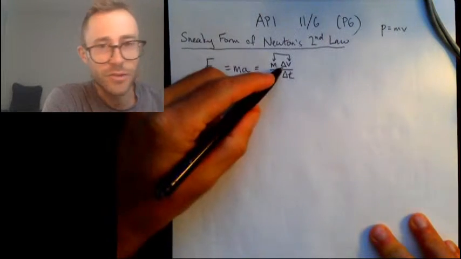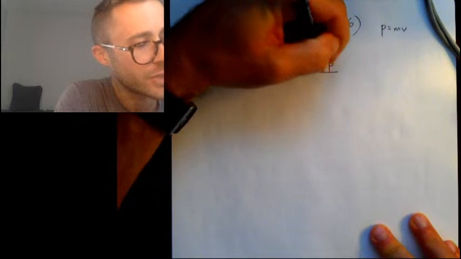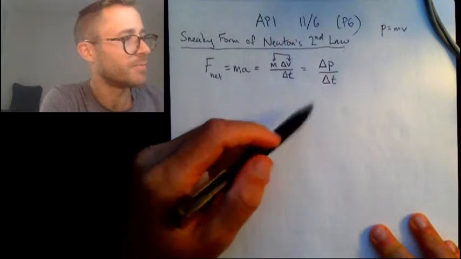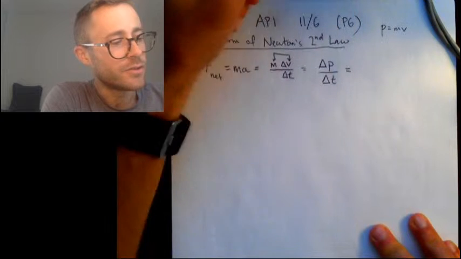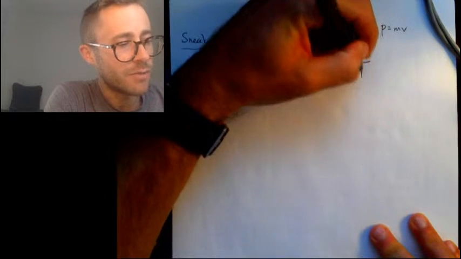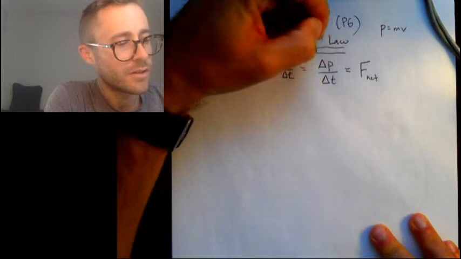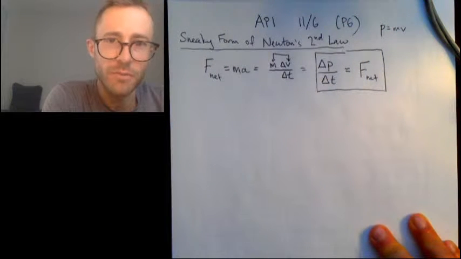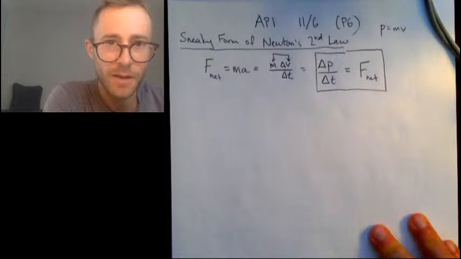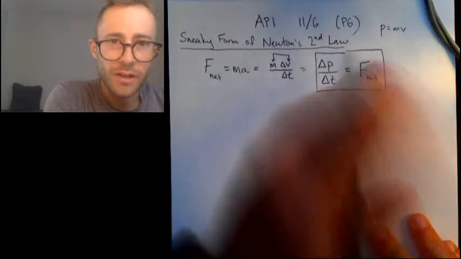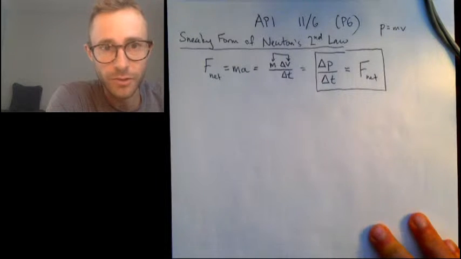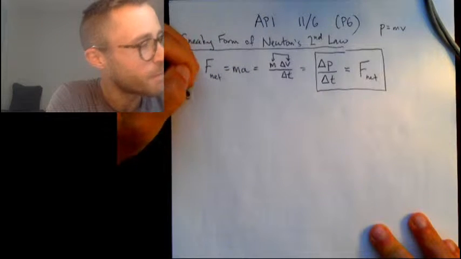But there's a delta in here. So it's change in momentum over change in time. So we would call that the rate of change of momentum. And so basically, the sneaky form of Newton's second law is this. The net force is equal to the rate of change of momentum of the object. Okay? I like this form of Newton's second law. It can be useful. Let's do an example to see how it can be useful.